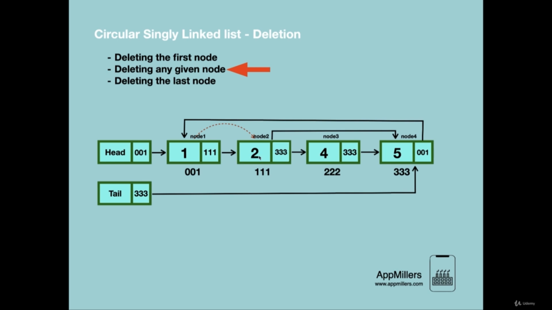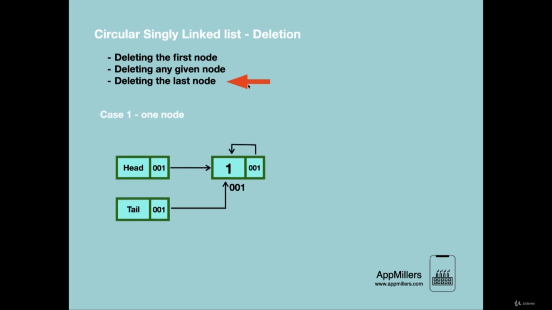So by setting node 2's reference to the physical location of node 4, we are creating a link between them. So with this, the link between node 2 and node 3 is deleted, and the link between node 3 and node 4 gets deleted. Now this node over here, which is node 3, is eligible for garbage collection. So the garbage collector will come and destroy this node over here. And with this, deleting of any given node from circular single linked list is complete. Now let's continue to the last case over here, which is deleting the last node from circular linked list. So here again we have two cases.